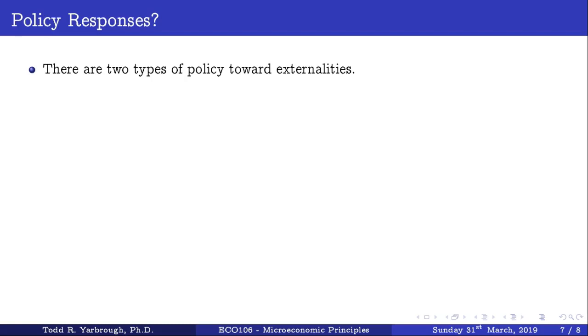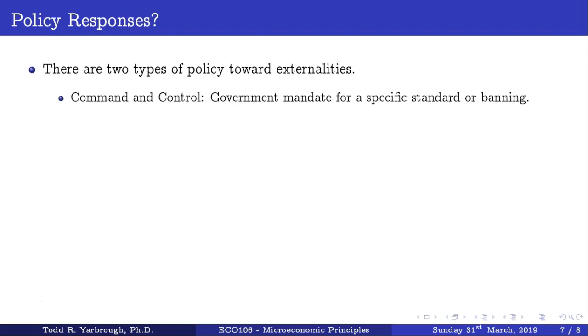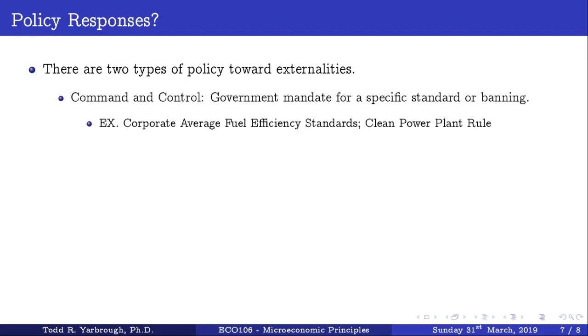Finally, how may we think about externalities in the context of policy responses? Well, there are two types of policy responses toward externalities. So-called command and control, in which government mandates a specific standard or outright banning in the context of negative externalities. Examples of command and control would be CAFE standards, or corporate average fuel economy standards, and clean power plant rules.